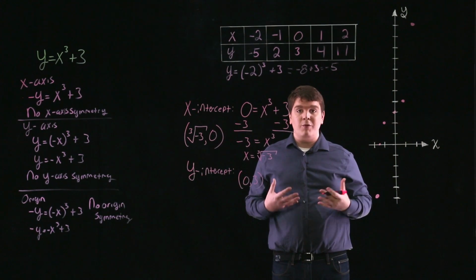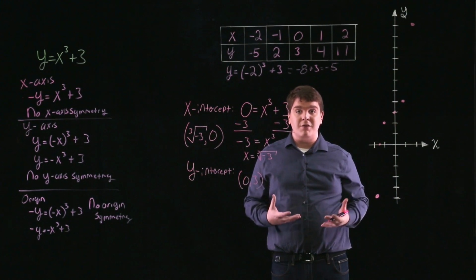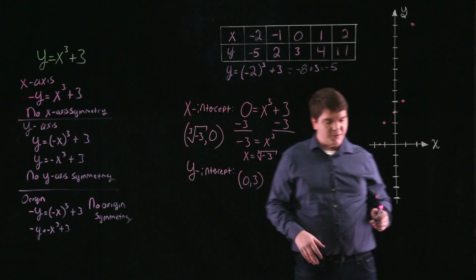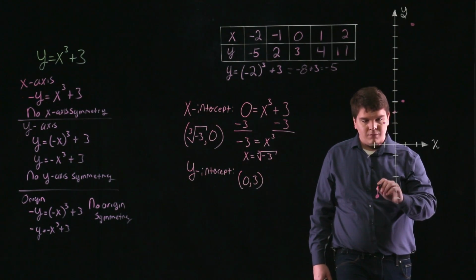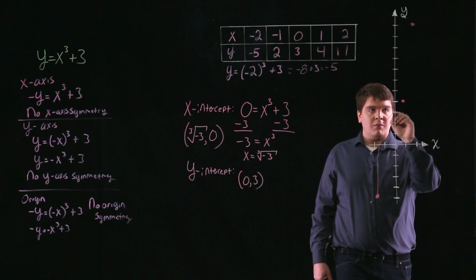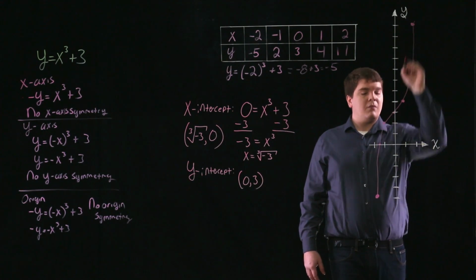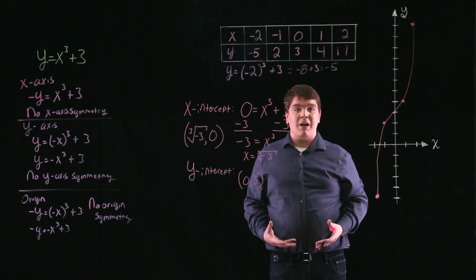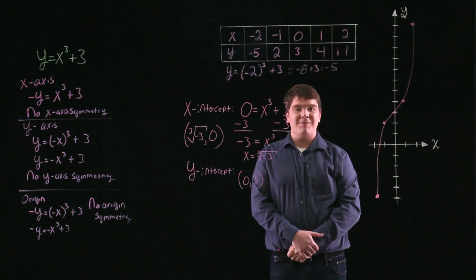So now that we have several points of our graph plotted, in order to sketch our graph, we'll just connect these points, drawing a smooth curve. And there we have the graph of y equals x cubed plus 3. Thank you.